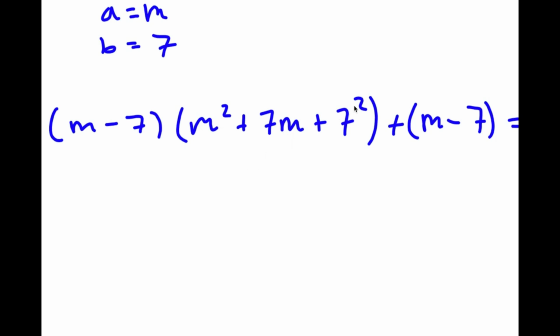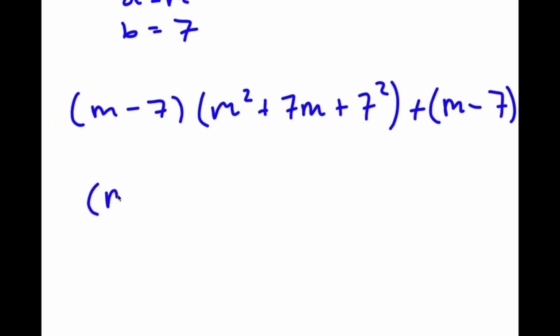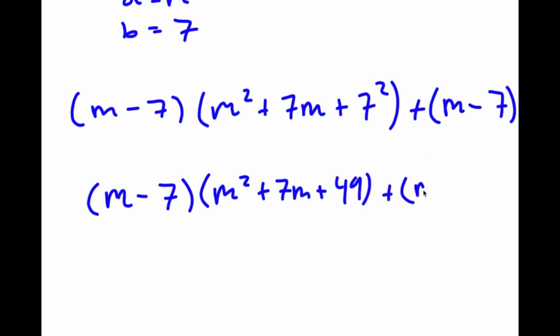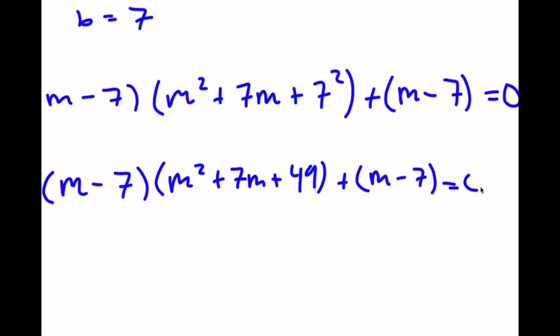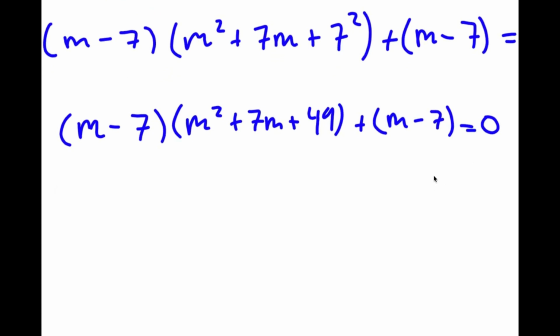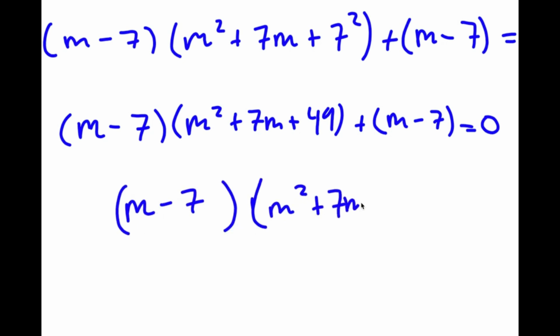Now, 7 squared is the same thing as 49, so I have m minus 7 times m squared plus 7m plus 49, plus m minus 7 is equal to 0. Now if I factor out m minus 7, I have m minus 7 times m squared plus 7m plus 49 plus 1, which is equal to 50. So this is equal to 0.